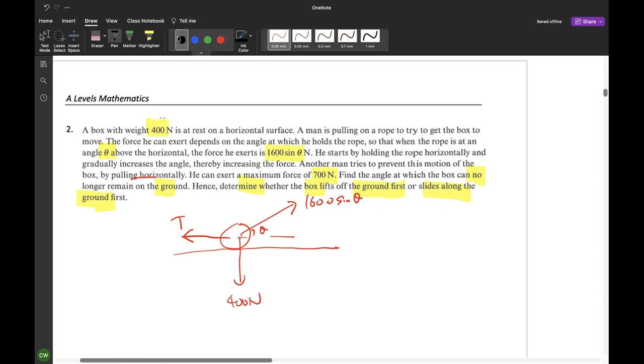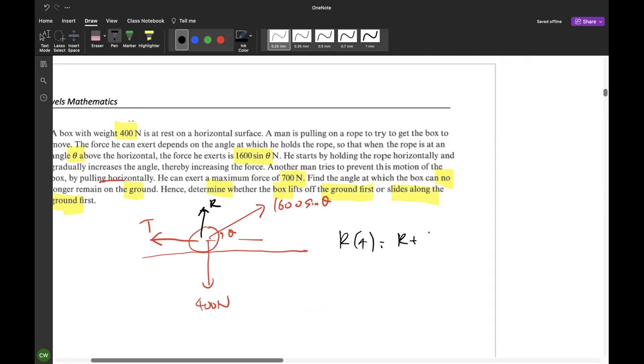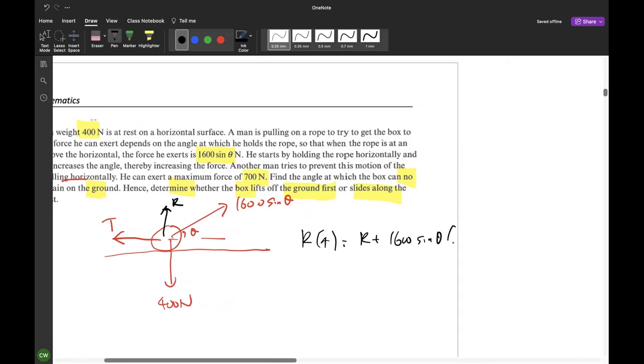Normal reaction force R no longer remains on the box, which means R becomes 0. So vertically, R plus 1600 sin θ, and then sin θ again, is equal to 400.